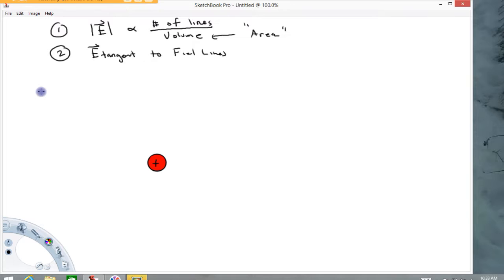Now there's two very important rules for electric field lines, and I've written them up here. Rule number one, the magnitude of the electric field is directly proportional to the number of lines per unit volume. You'll see I put in parentheses area. I'll describe why I did that a little later in the video. But for now, the electric field is directly proportional to the number of lines per unit of volume. What that means is in your picture, where the lines are very close together, the electric field is strong. Rule number two, electric fields are tangent to the field lines at all points.